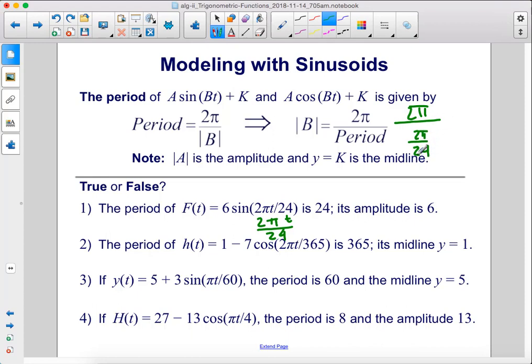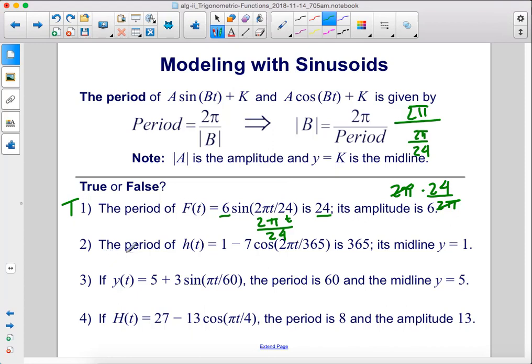So what I'm going to do is flip this fraction and multiply it. So 2 pi times 24 over 2 pi. The 2 pi's cancel, and we have 24. So the period is 24. That is true. The amplitude is 6. Right here we see in the A position, which is amplitude, that it is 6. That is true. So this one is true.